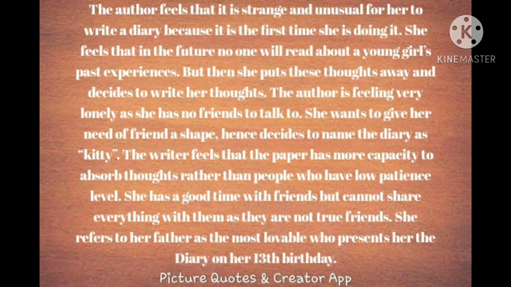So from these lines we understood that in her childhood she couldn't find anyone as a very close friend, so she decided to write in the diary which was given by her father on her 13th birthday. She doubted that someone would read this, and again she decided to write. She thought that no one was going to read or check this because it is the diary of a 13-year-old girl. Then she decided to write the diary entry. She considered it a friend and gave it the name Kitty.